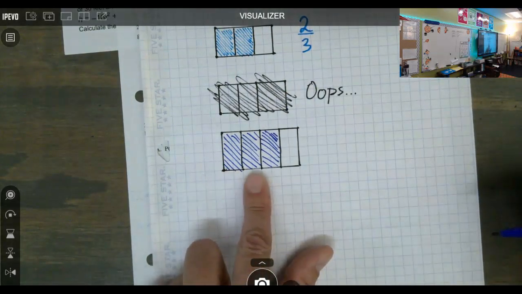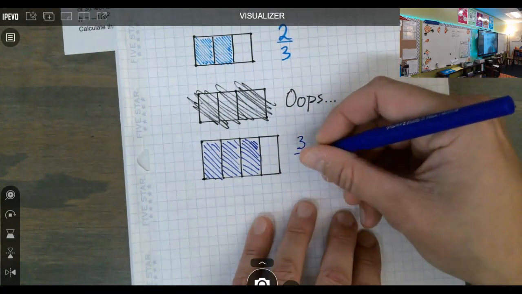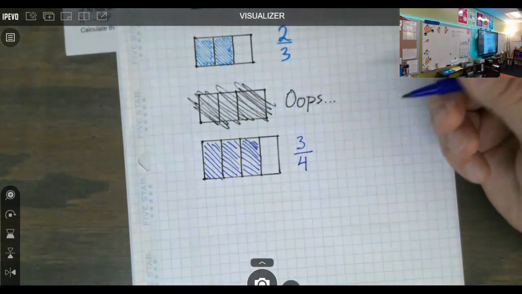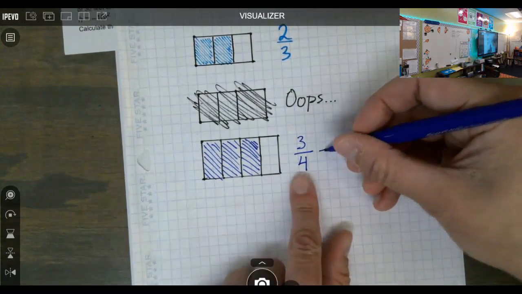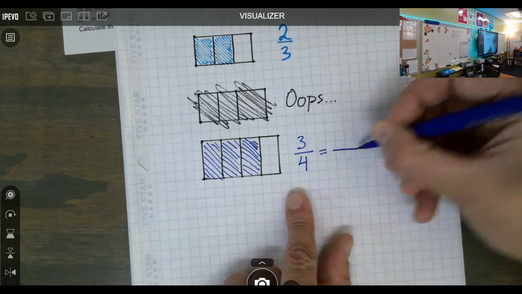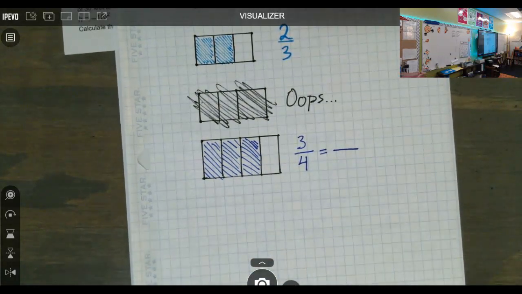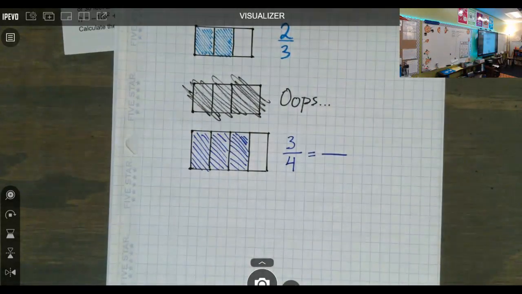All right, so if I shade like this, the fraction to represent this is 3/4. So if I want to turn 3/4 into a decimal, I want you to turn to your neighbor and talk about what fraction we could go to first that would then let us take it to a decimal. Hint, we did this last chapter.